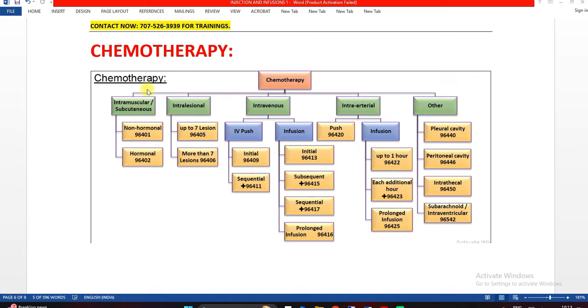First, we will see the chemotherapy codes, intramuscular or subcutaneous. Intramuscular means here the patient will receive chemotherapy treatment inside the muscle. Intra means inside, muscular means muscle. Subcutaneous means below the skin. For non-hormonal, we need to use 96401. For hormonal, we need to use 96402. Those we will check in the CPT code book.